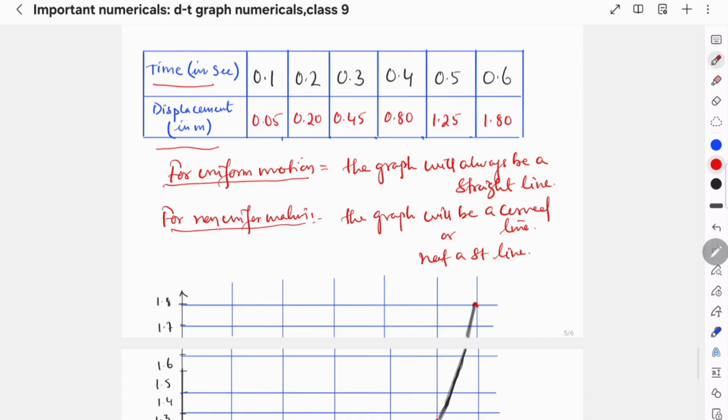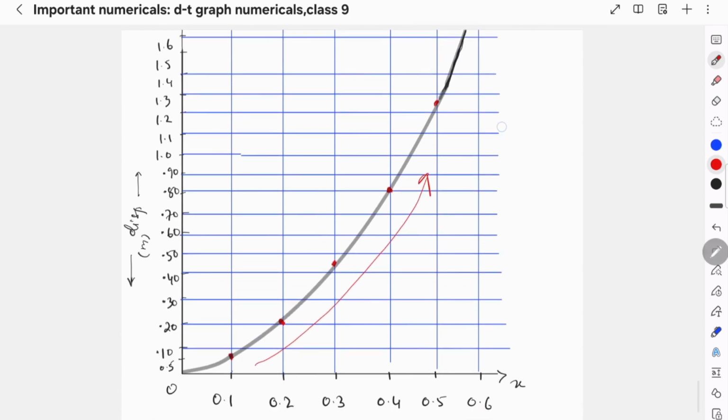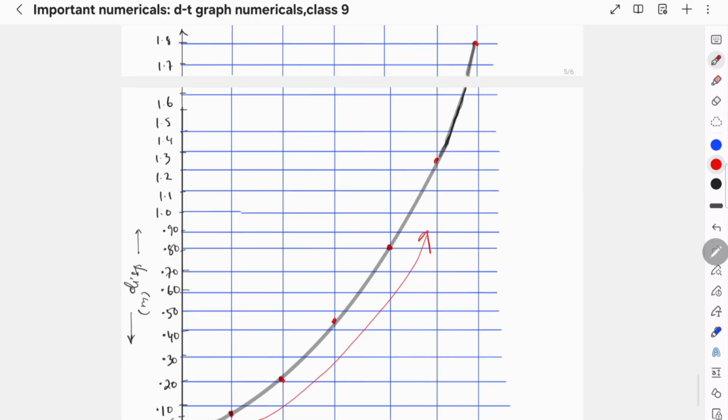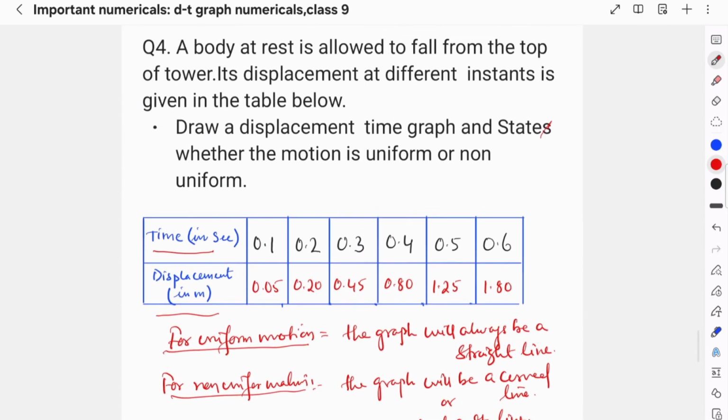So for this we are getting a curved line, that is, it is not a uniform motion. If it would have been a uniform motion, the graph would have been a straight line like this. So the graph itself shows that it is not a uniform motion. So the motion is a non-uniform motion. This is our answer.